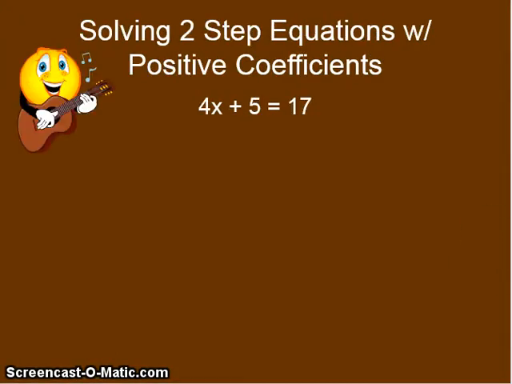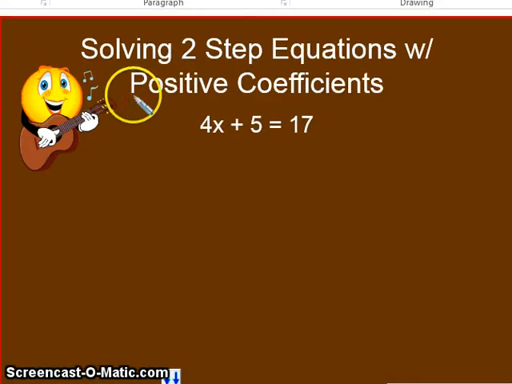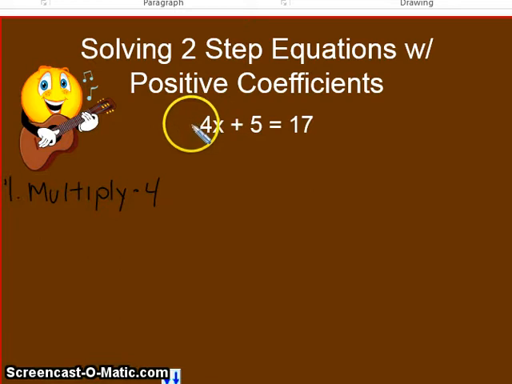Here we have another one. 4x plus 5 equals 17. So first we're going to look at what would we do if we knew the value of a variable. How would we go about doing this? So the first thing we would do if we knew the value of the variable would be to multiply by 4. And then once we multiplied 4 times x and we found an answer there, we would add 5.